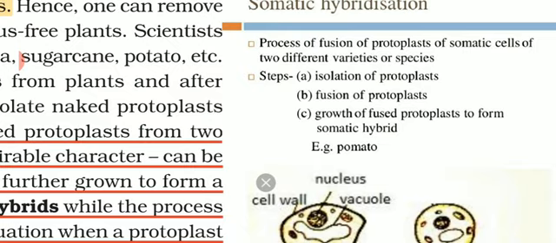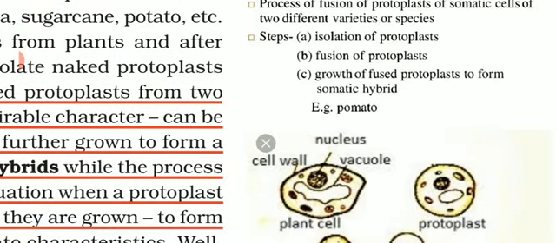Step one is isolation of protoplast. How can we isolate? We have to break the cell wall. Cell wall can be broken by a few enzyme reactions and the protoplast can be taken out. Number two is fusion of protoplast. It is again done in the laboratory. All the three techniques are done in the laboratory only. Number three is growing those fused protoplasts so that a somatic hybrid can be made.